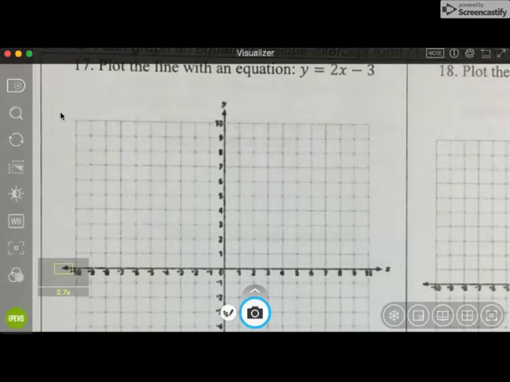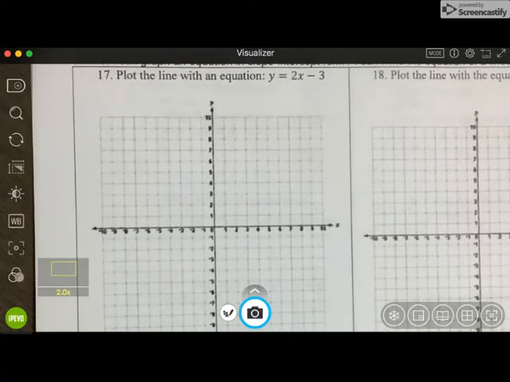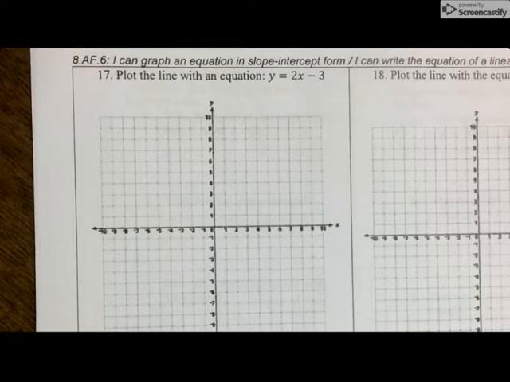All right, I'm gonna have to zoom this out just a little bit. Sorry about that.